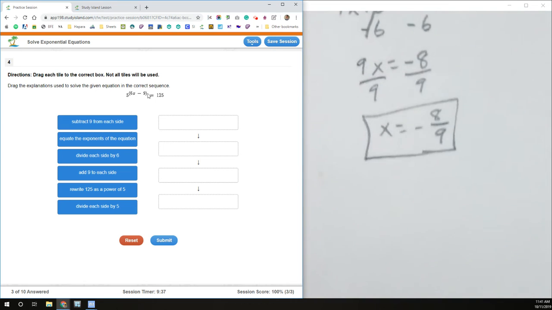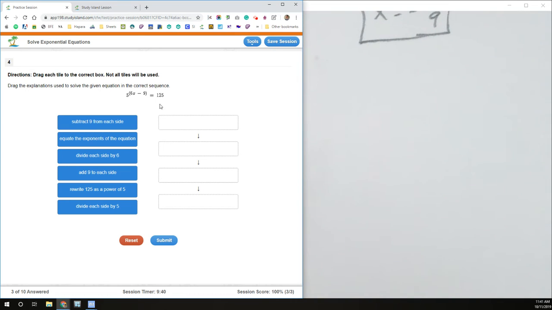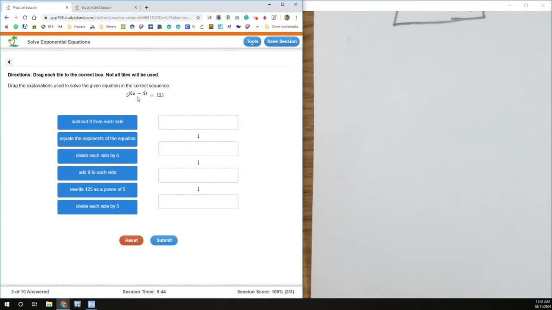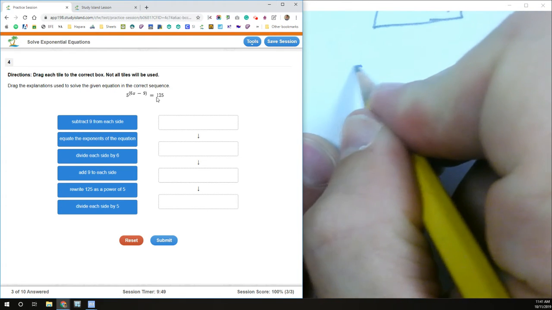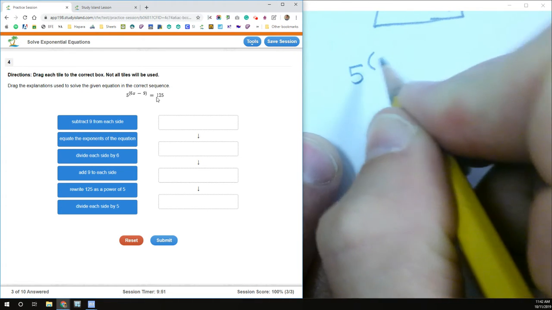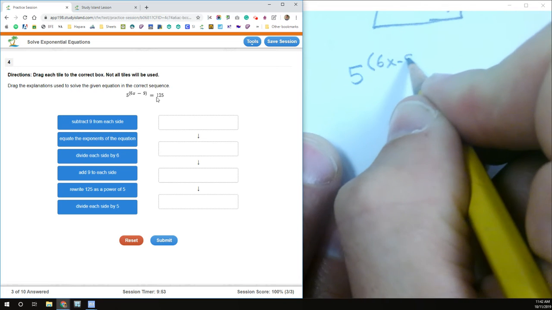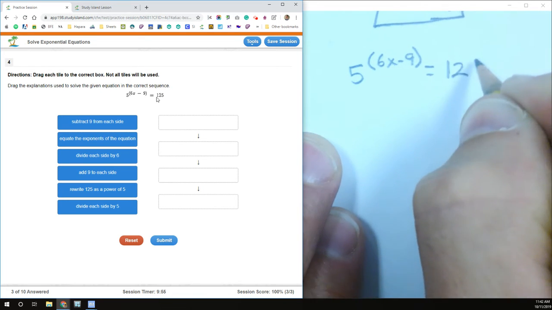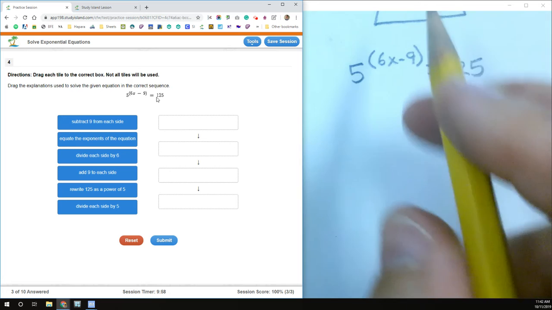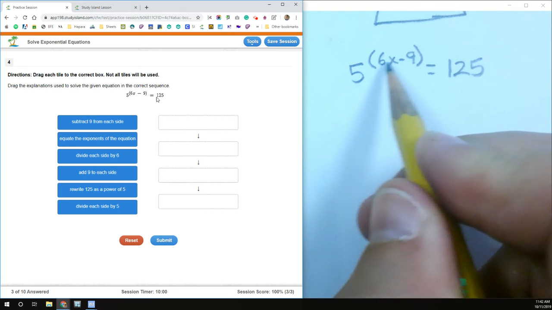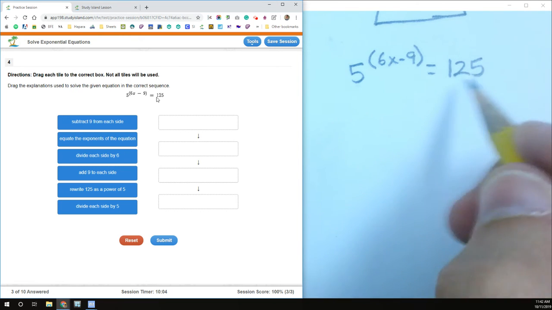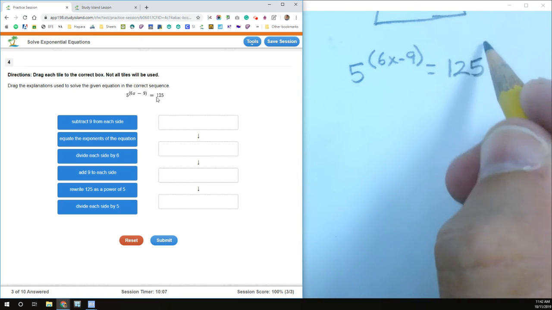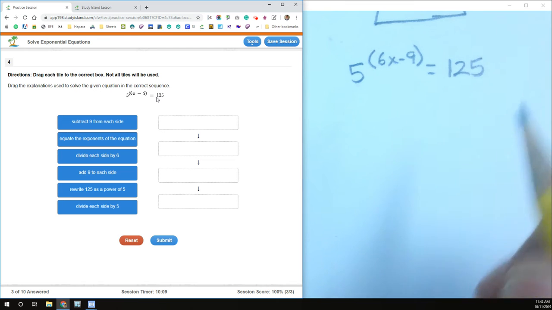I've got 5 as the base on the left. I need to make sure that the right side is written with that same base. I need to write it with a base of 5. So what I'm going to do is rewrite the entire thing. 5 to the power of 6x minus 9 equals 125. If that is our equation, this is a base of 5 with this binomial as an exponent. This is not a base of 5. It's 125 with an invisible exponent of 1.